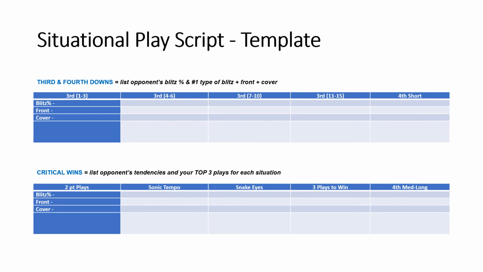Next then is that situational play script. This is just the template. So again, you want to take those tendencies and fill in what is the blitz percentage, what is the core front and the coverage on those different third down situations. And then from there, pick your 3 best plays against each of those areas. Same thing with your critical wins. Fill in those blitz percentages, the front and the coverage, and you can start to look at the different situations for critical wins, top 3 plays.